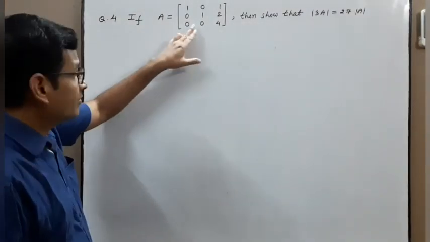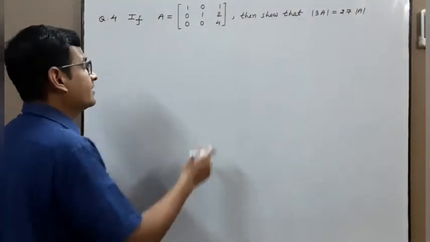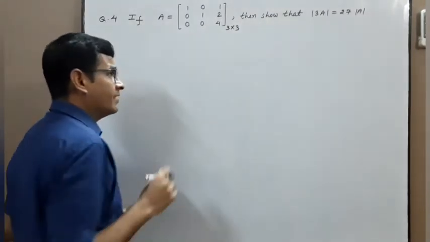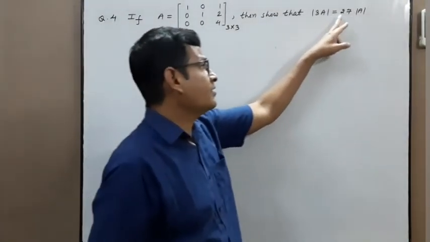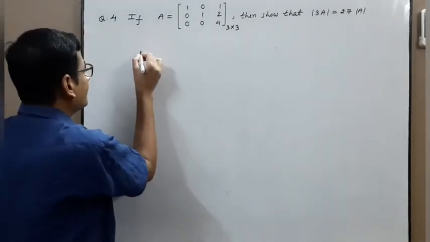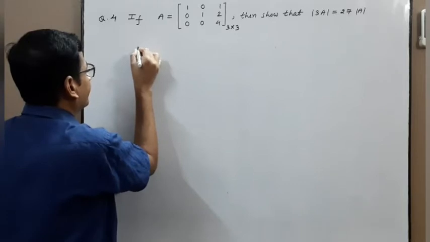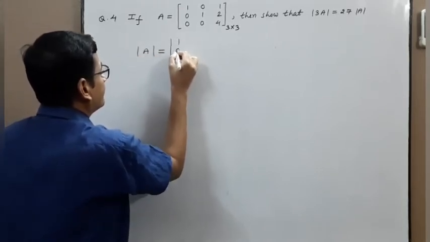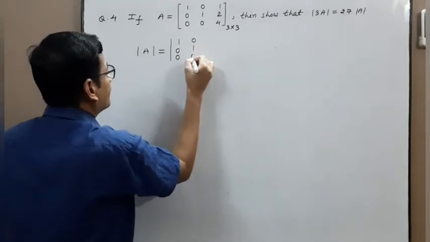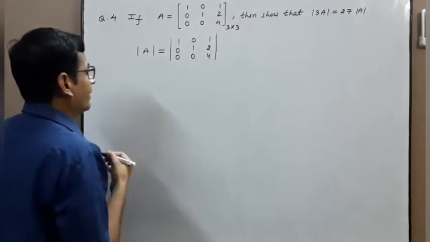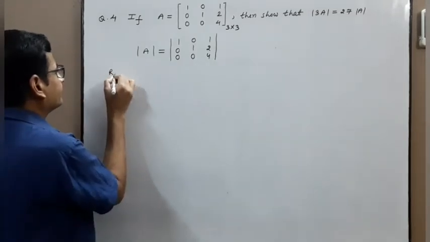If A is equal to this 3 by 3 matrix, then show that determinant 3A is equal to 27 times determinant A. First find determinant A, which is equal to 1 0 0, 0 1 0, 1 2 4. Now expanding along R1.